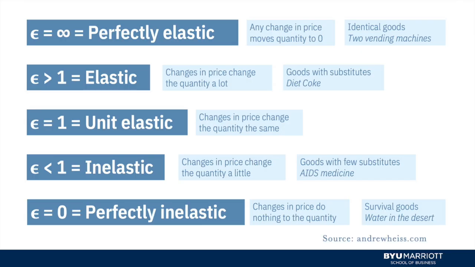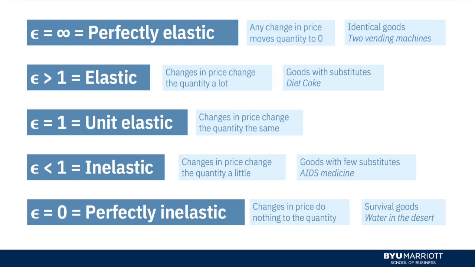Now, elasticity is going to range from 0 to some big number. If it's 0, that means it's perfectly inelastic. It means that changes in the price don't do anything to the quantity. You can keep raising and raising and raising that price, and nothing's ever going to change it. If it's less than 1 but greater than 0, it's still inelastic. It just means that it changes very little when you change the price. If it's exactly 1, that means it's unit elastic. It means they change at the same rate. So a 1% change in the price is going to result in a 1% change in demand.